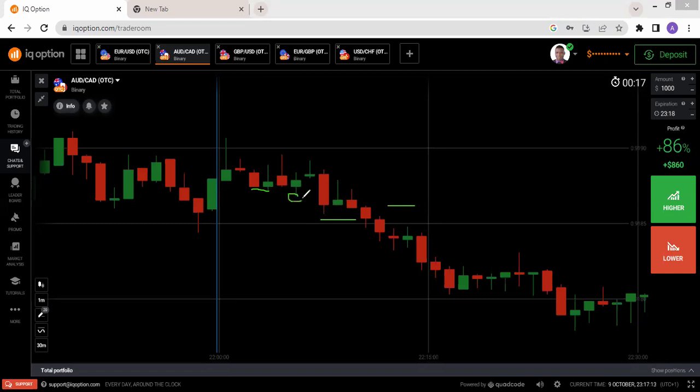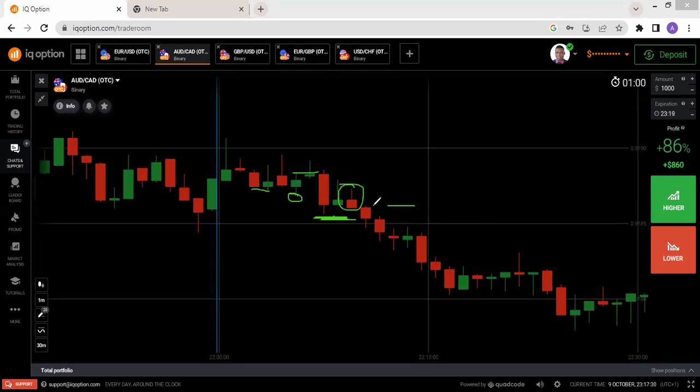This one also, the low was created by what? By a bearish candle, which is low probable, but still this one works. Although this one fails, but this one works. Now we see this one, the low was created by what? Was created by the bullish candle.